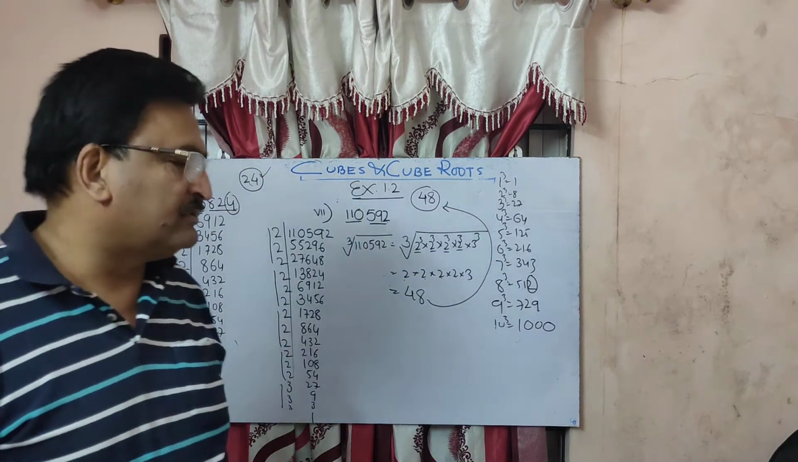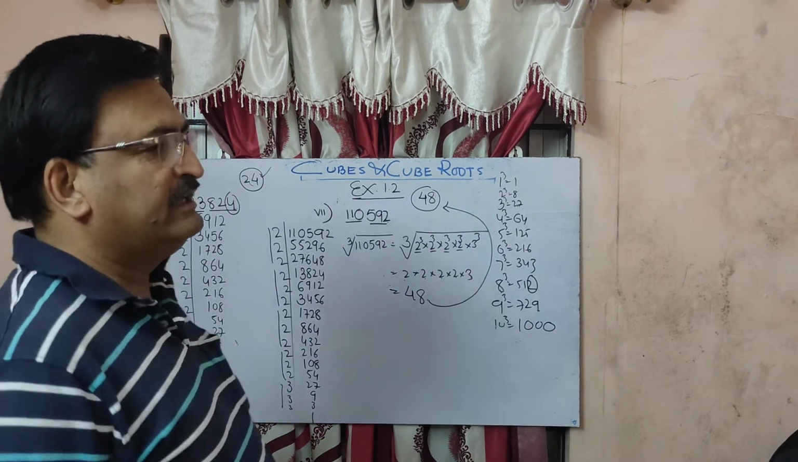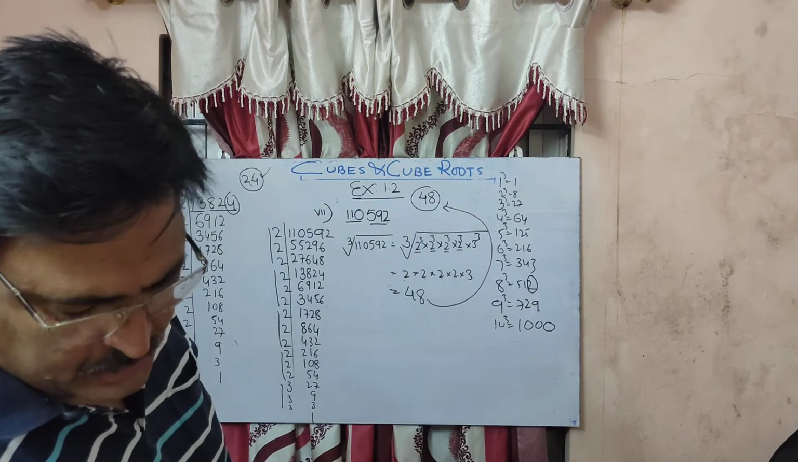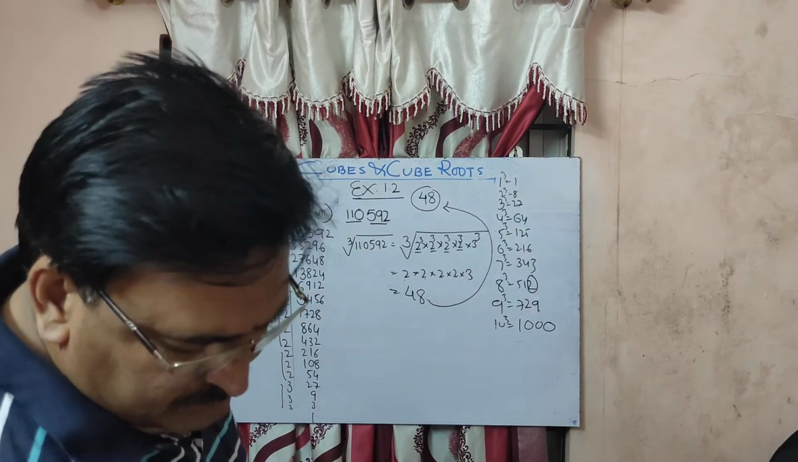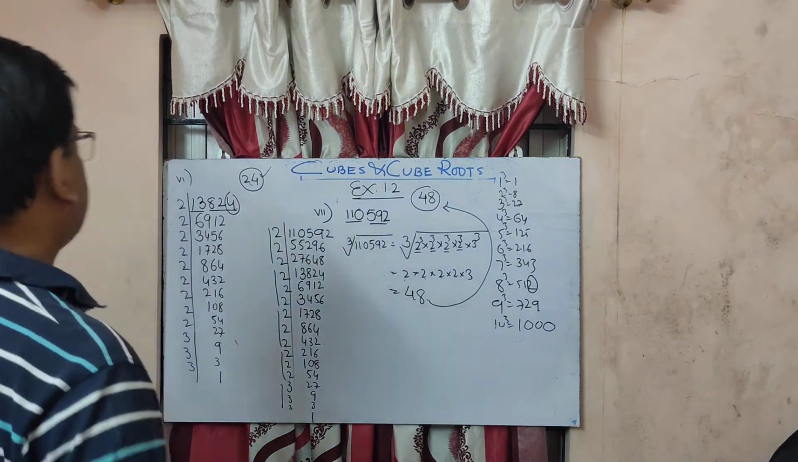Through the direct method also you can calculate the cube root of any number. You can find out the cube root of any number. Okay, let us do another example.